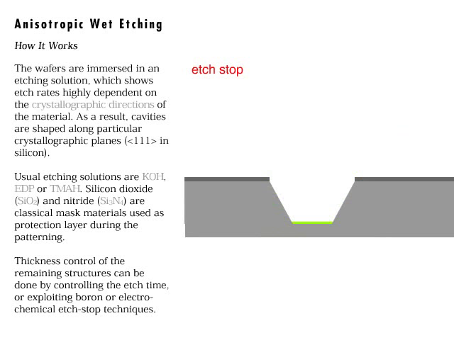Aside from simply controlling the etch time, say the duration of the wafer immersion, various etch stop techniques have been developed to precisely control the thickness of the remaining material, which is usually a critical functional element of the final device, such as the membrane of a pressure sensor.